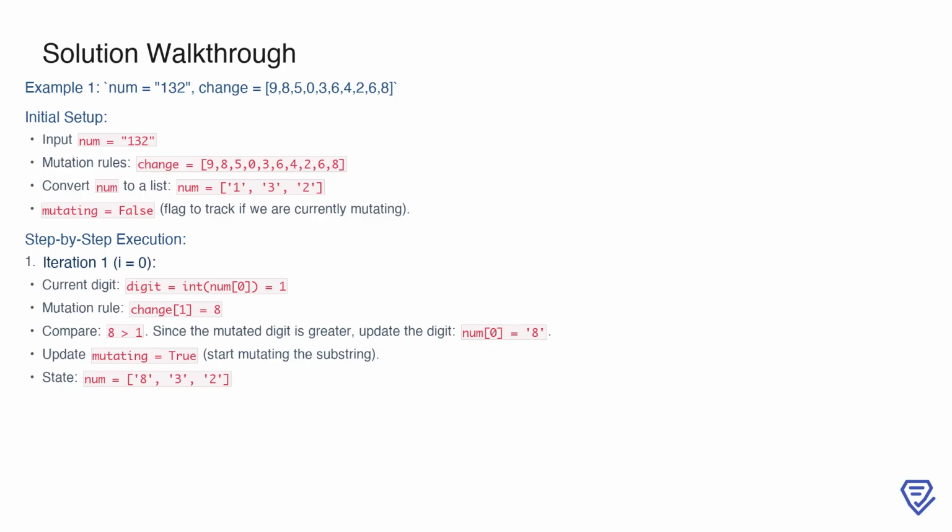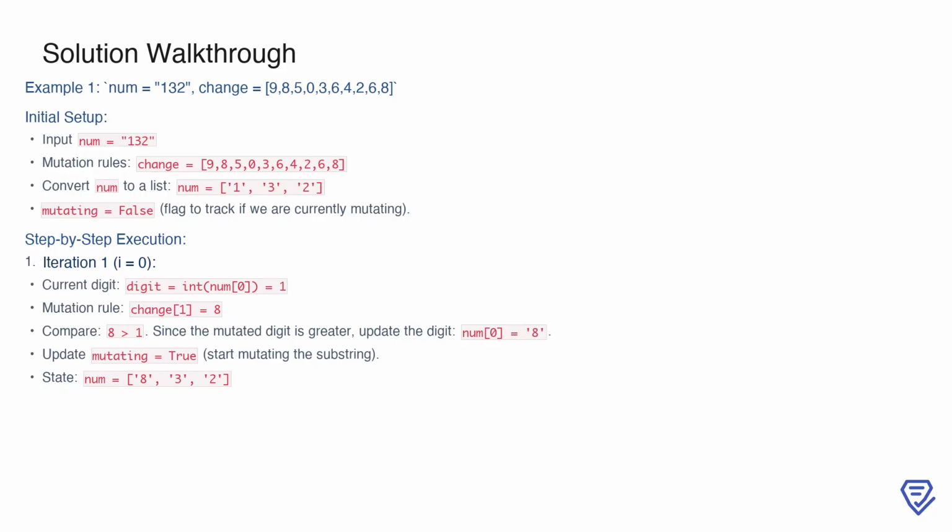To begin solving this problem, we start with the input number as 132 and the mutation rules provided in the change array. The first step is to convert the string number into a list of characters, which makes it easier to manipulate individual digits. Here, number becomes 1, 3, 2. We also initialize a flag, mutating, which is set to false. This flag helps us track whether we are currently in the process of mutating a substring.